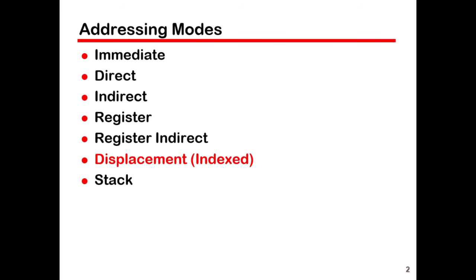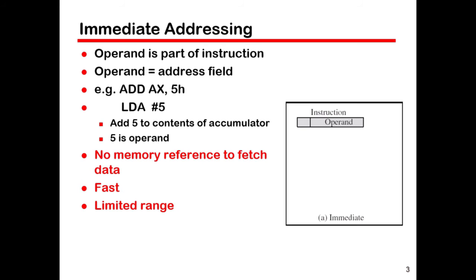First one is immediate. So immediate addressing mode itself having an operand in its instruction part. There is no address which is actually given in this addressing mode. The direct operand is given in this addressing mode. For example, in my presentation, add AX, 5H. H stands for hexadecimal. So in AX register, hexadecimal 5H, add 5 to contents of the accumulator. Accumulator is basically the processor register. So 5 is the operand, so 5 will be directly added to the accumulator.